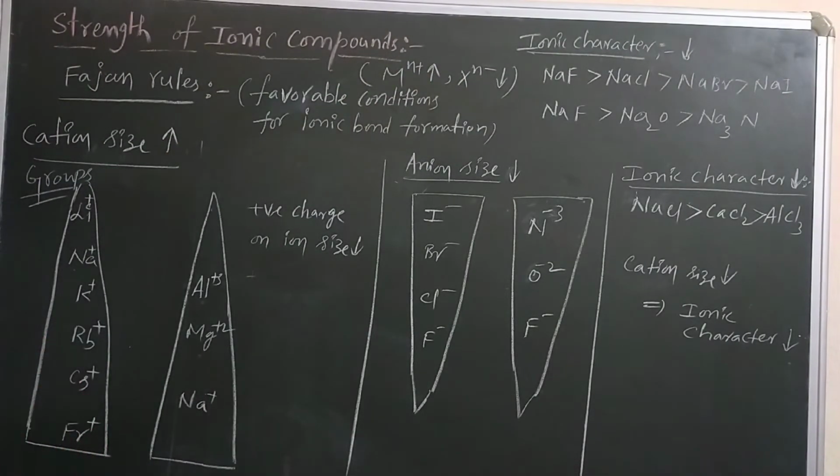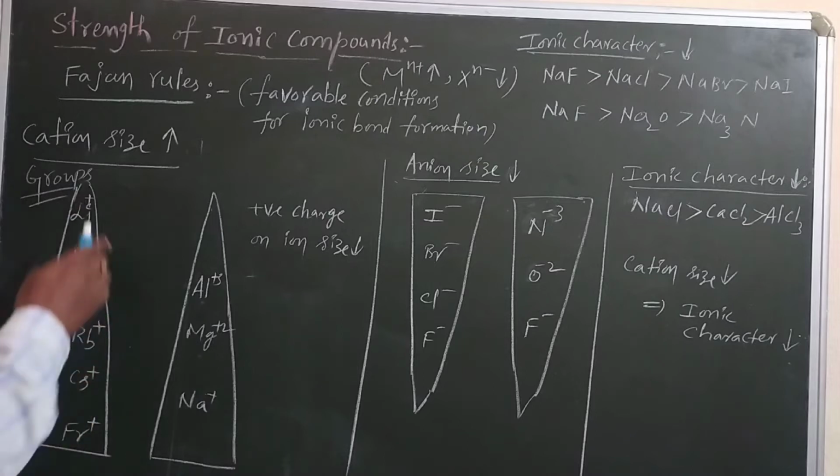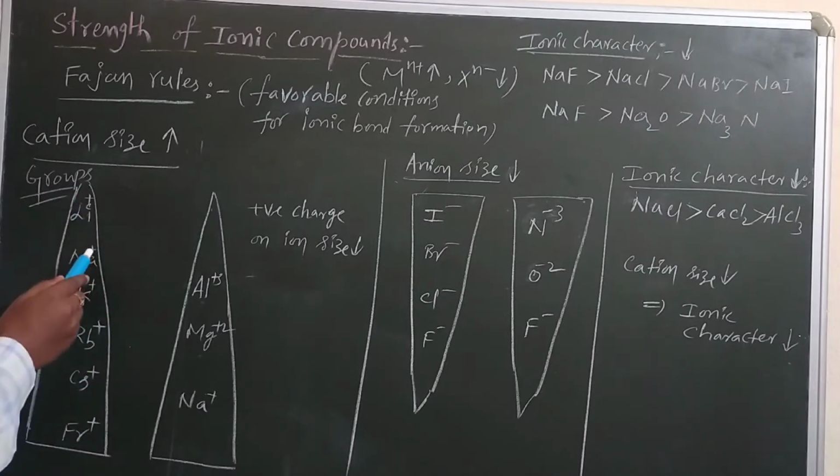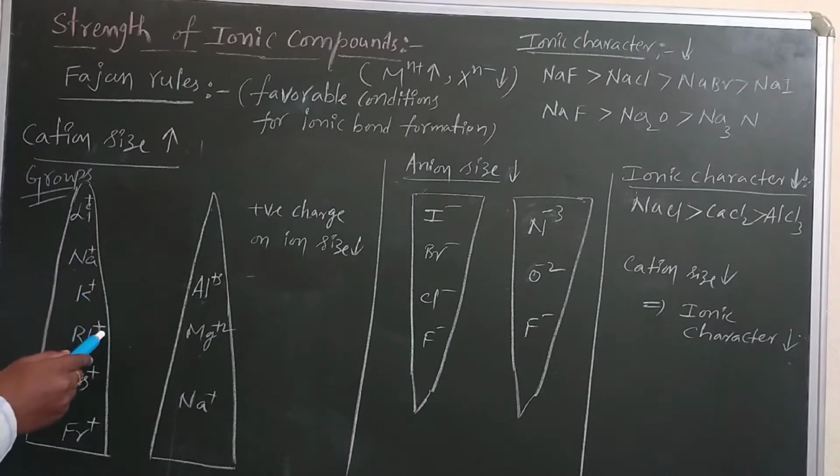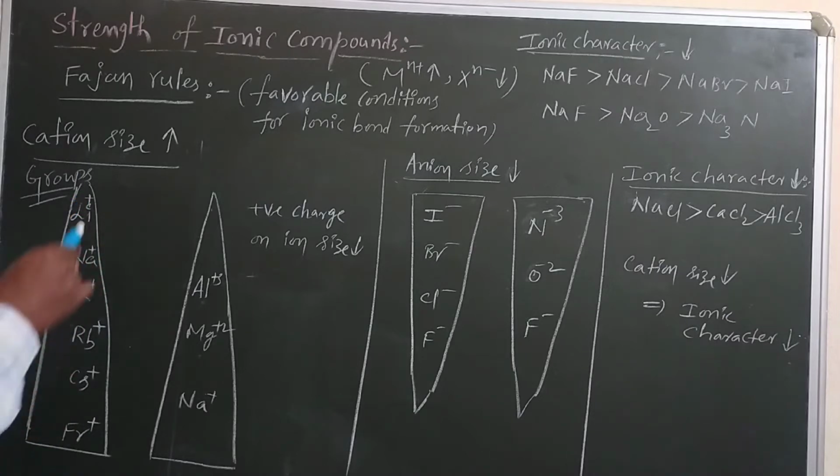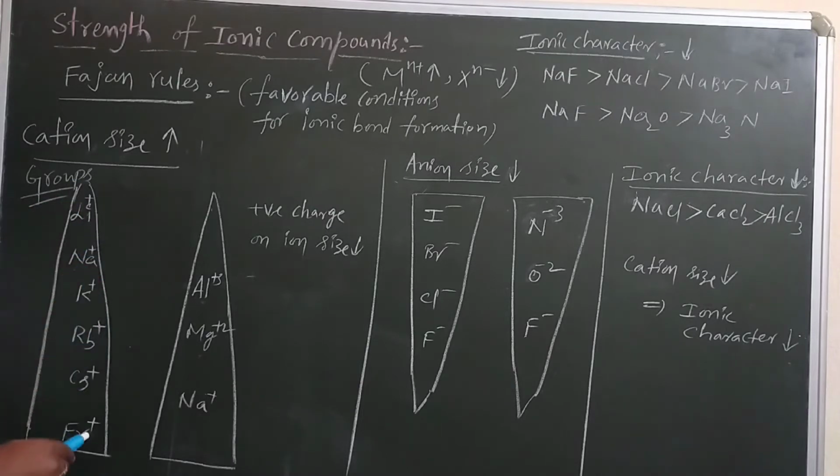Now we go to the topic, cationic size increases. In groups, we know that from top to bottom the size of the atom increases. Here we can observe Li+, Na+, K+, Rb+, Cs+, Fr+. From top to bottom in groups, atomic size increases, as well as for these unipositive ions. These belong to the same group elements, so from top to bottom the cationic size increases.